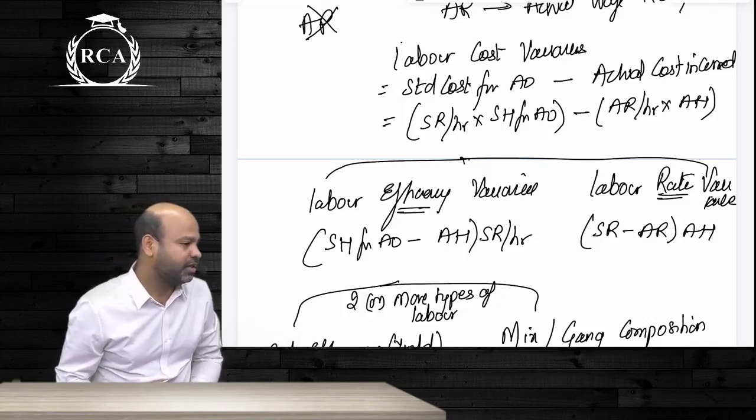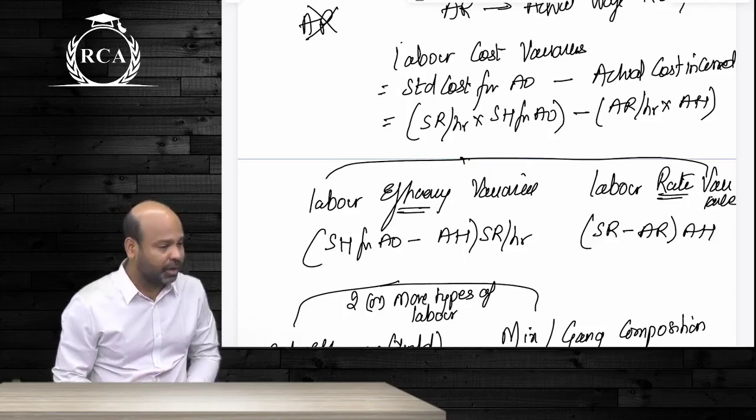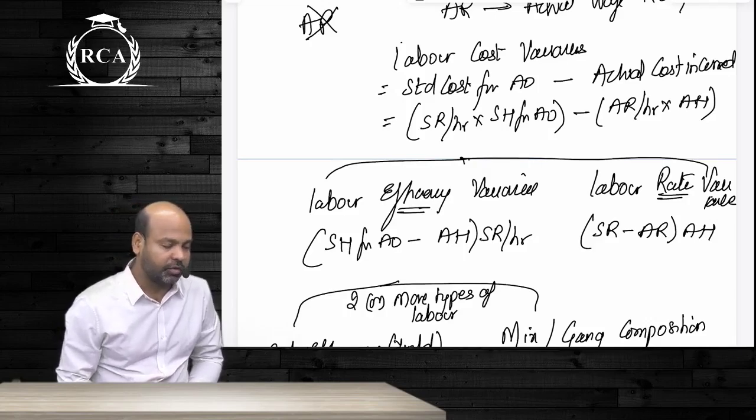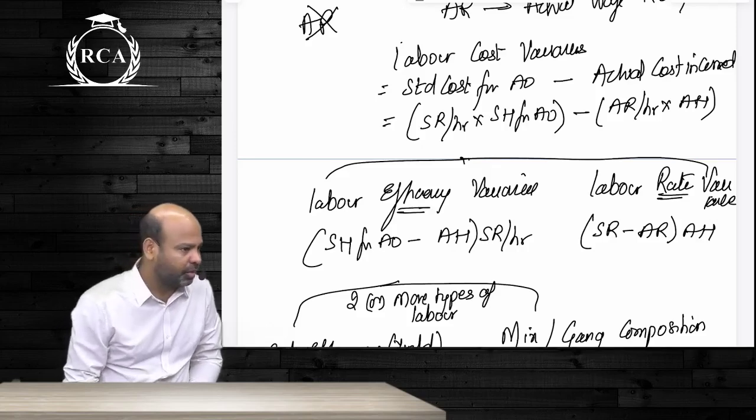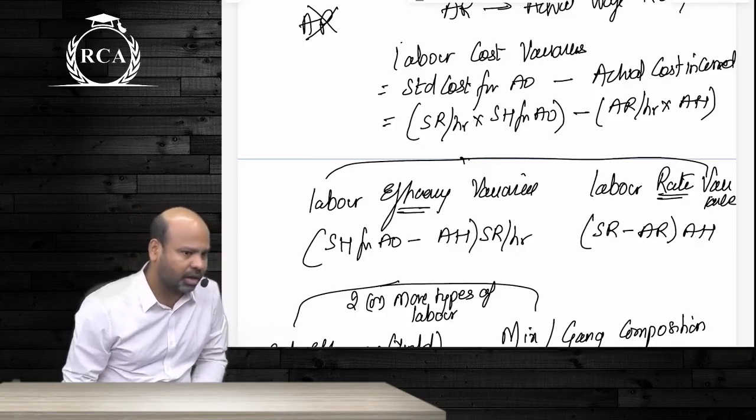If the question says that a week consists of 40 hours, what will that mean? Actual hours worked would be 40 hours unless otherwise given. If they give abnormal idle time, you will have to deduct that abnormal idle time and then arrive at the balance amount. Is that clear?